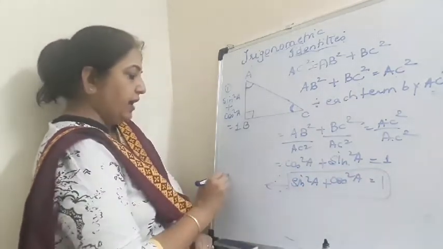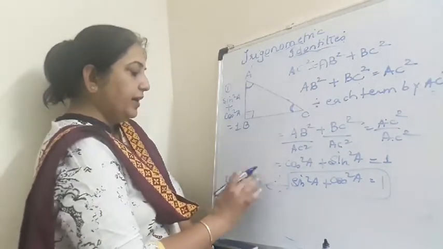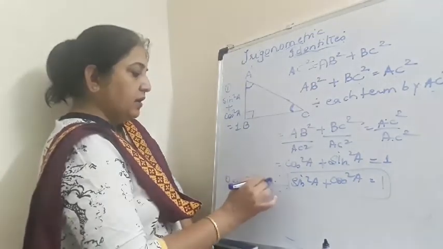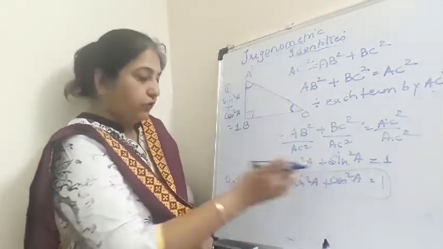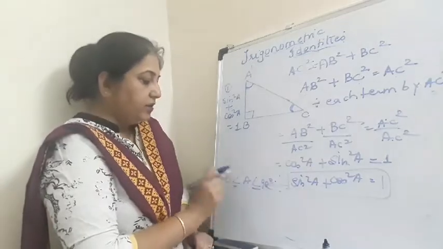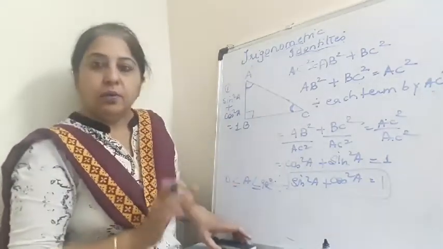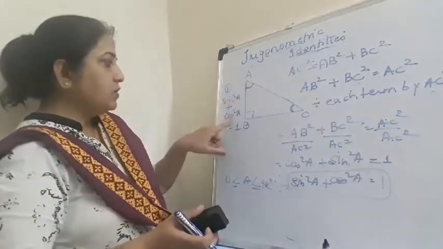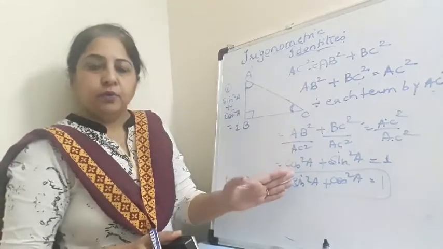And A can have any value ranging from 0 to 90, this particular identity is true for all the values of A ranging from 0 degree to 90 degree. Okay, so this is identity number 1. So sin square A plus cos square A is equal to 1, and we showed it in this complete proof.